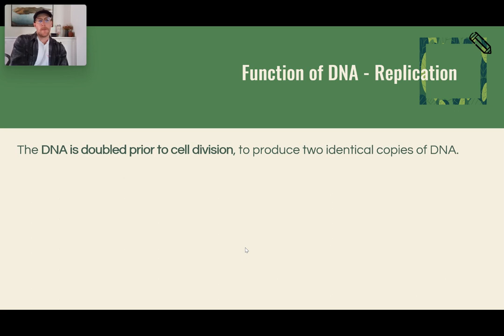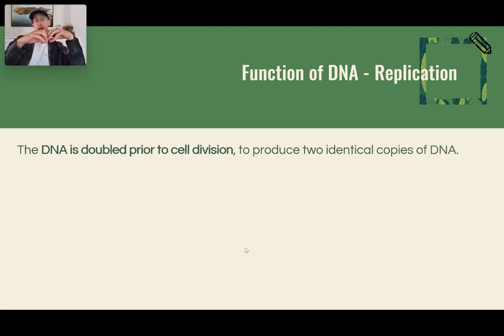All right. DNA is doubled prior to cell division. This concept is very, very key. This idea that we need to make a second copy of DNA before we actually create a new cell. Because if we want to produce two cells from one cell, we need to copy all the DNA so that we can then allow the new cell to have that identical copy of the DNA as well.